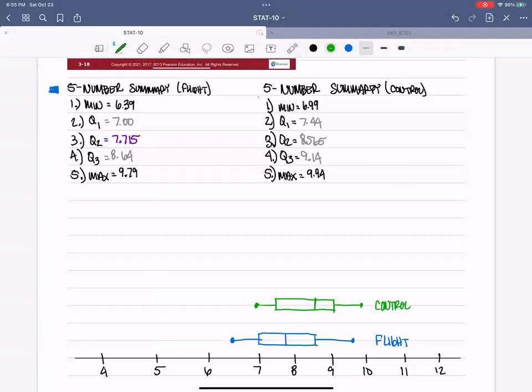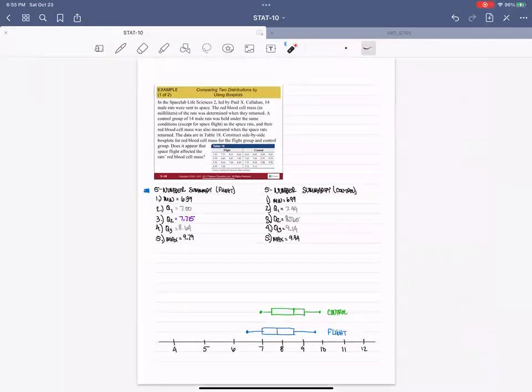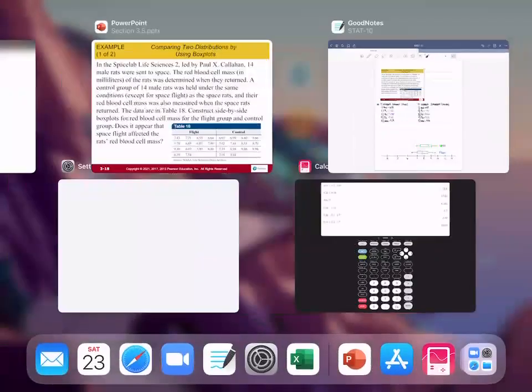So that's the data for our control group and for our flight group, or control rats versus our flight rats. So it kind of looks like the data is a little bit higher for the control rats. We could see that it is slightly right skewed because there's more data being pushed this way to the right. Let's see if we missed anything.